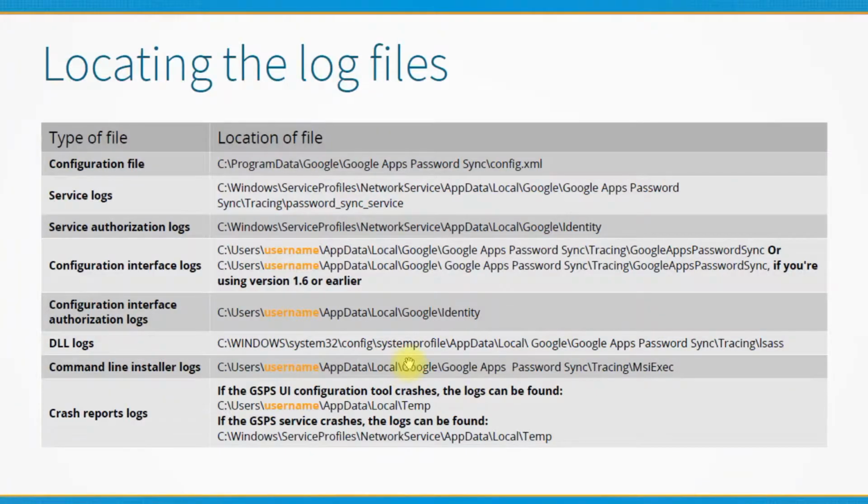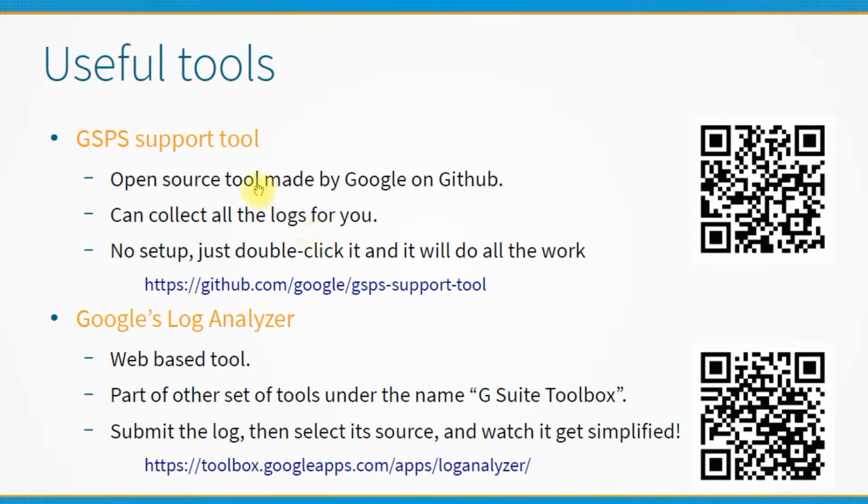Next, there are two nice and important tools that I want you to be aware of and I want to show you. The first one is called the GSPS support tool, and basically this is a tool that is made by Google on GitHub. This is an open source tool. It's made using VB script, so the code is not that mystical. You can read the code. The job of this tool is that it's going to collect all of the logs for you and put them in one location, so you can take those logs and then upload them to Google's log analyzer, which is the second tool.